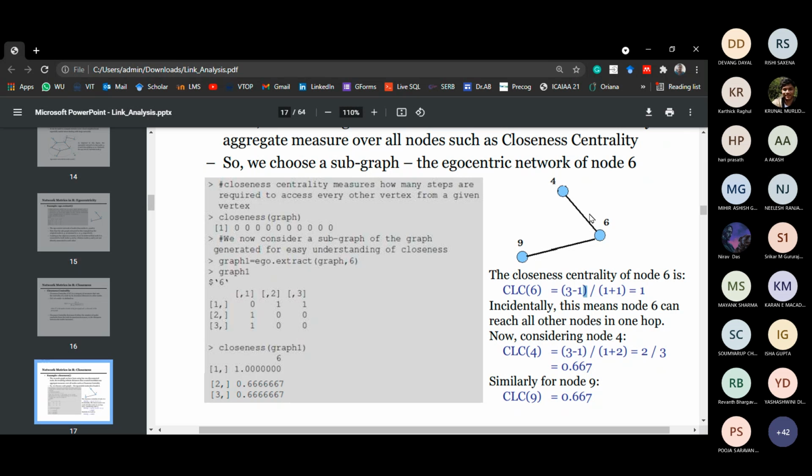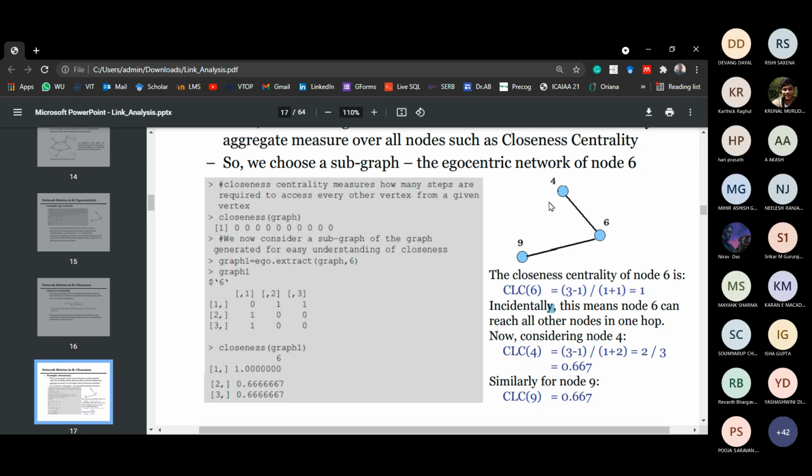From 6, I can reach 4 in how many steps? 1 step. I can reach 9 starting from 6 in 1 step. So 1 plus 1, that is the sum of the distances d(V, Vi). You got it? So 2 divided by 2 is equal to 1. So 6 has the maximum closeness centrality. We'll go with the other nodes also.